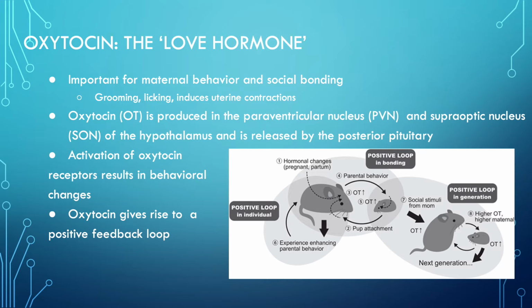Oxytocin gives rise to a positive feedback loop. The image in the bottom right corner shows how oxytocin results in a positive feedback loop in 3 different scenarios. On the left, we have a positive loop in the individual. In the middle, we have a positive loop in regards to maternal behavior and bonding. And on the right, we have a positive loop in the next generation of rats and rat pups.